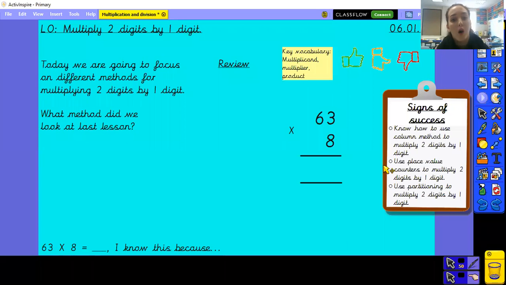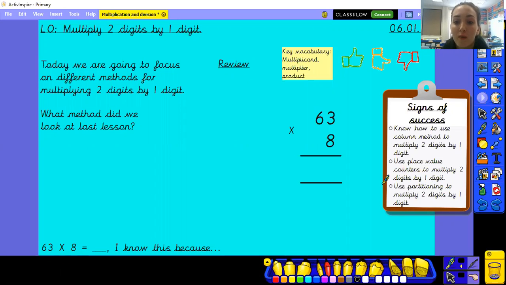Okay, so let's start our review phase. Using our knowledge from our lesson the other day, I would like you to have a go at the multiplication on the screen, 63 times 8 using the column method. So have a go now, pause the video and have a go at that calculation in your books, and we will go through it together as a class afterwards. So do that now. Okay, so now you should have all had a go at that calculation in your books, and we will go through it together.